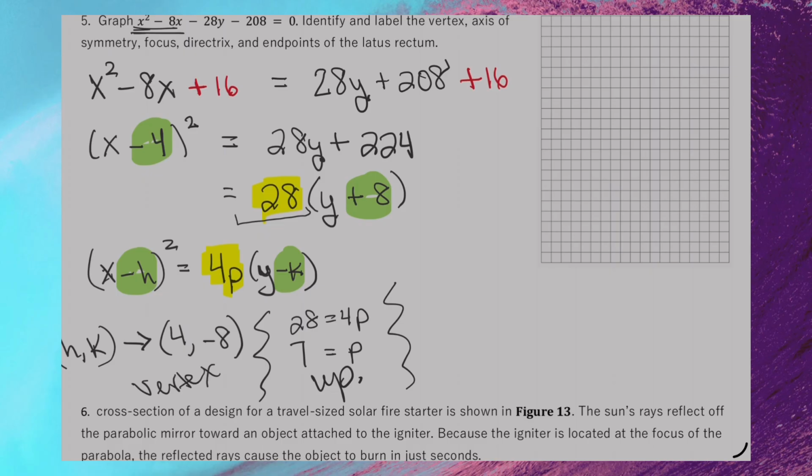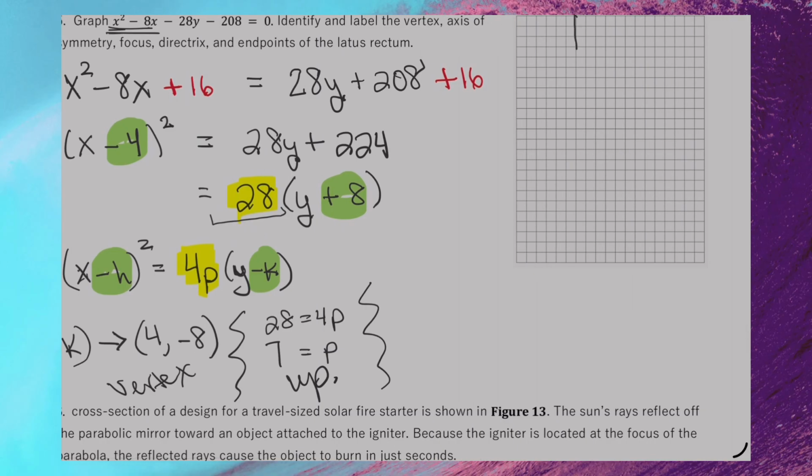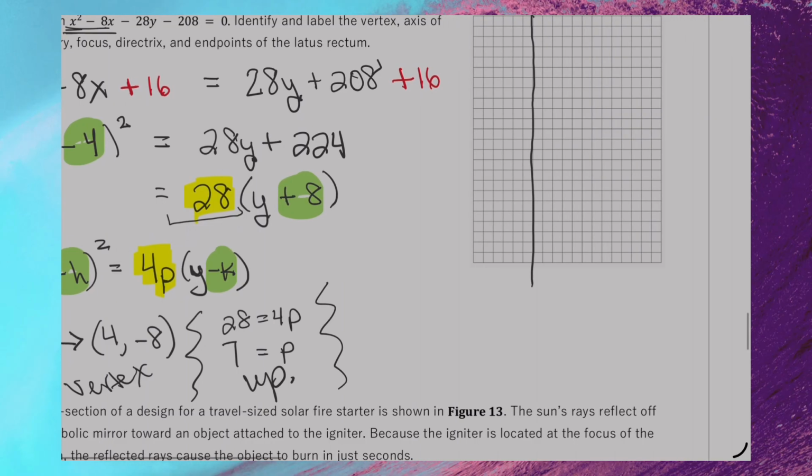All right, let's put some stuff on the grid as we go here. It's going to open up. So I'll put my y here, my x here, 1, 2, whoops. There, at 4, -8 is my vertex.